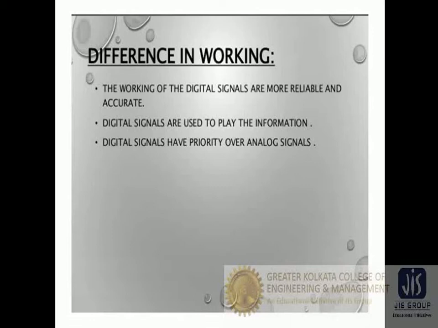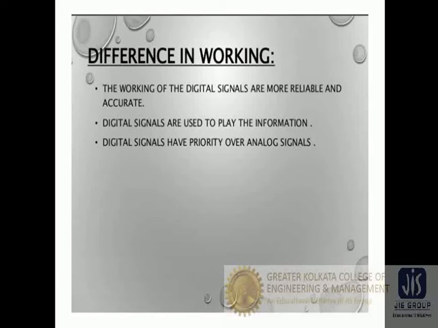Digital signals have priority over analog signals. That means the digital signal is more famous than the analog signal, because the digital signal can be processed or used in an easier fashion than the analog signal.